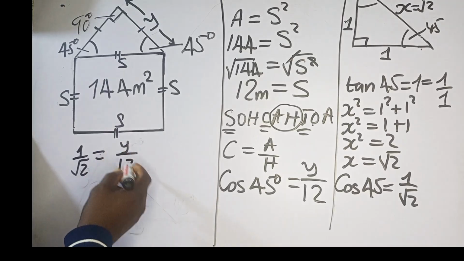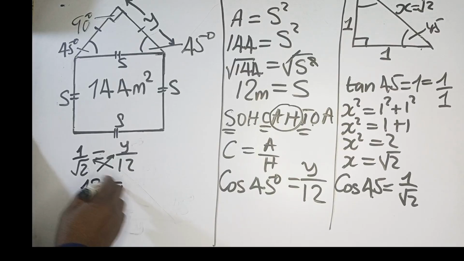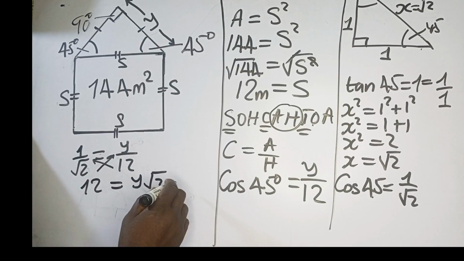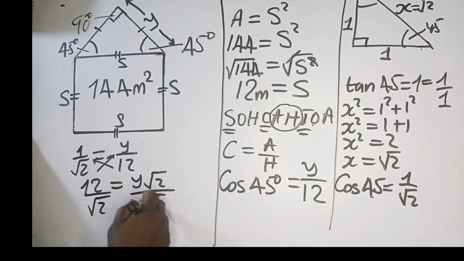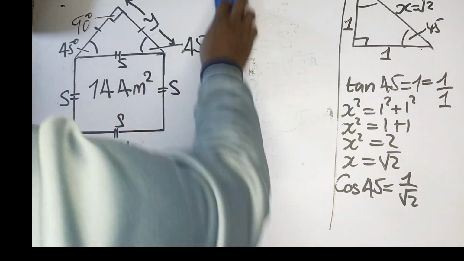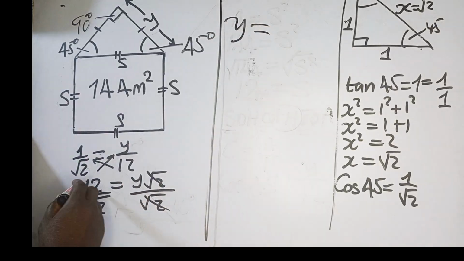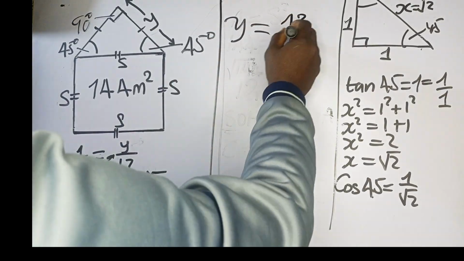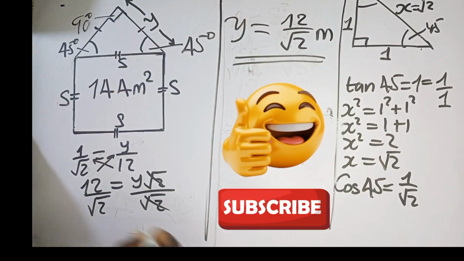Now, to get our y, we carry out cross multiplication. 12 times 1 is 12. Root 2 times y is y root 2. Remember, I want to get y, so we divide both sides by root 2, so that root 2 cancels. Therefore, the value of y will be y equals 12 all over root 2. That gives us the value of the side marked y in this diagram.